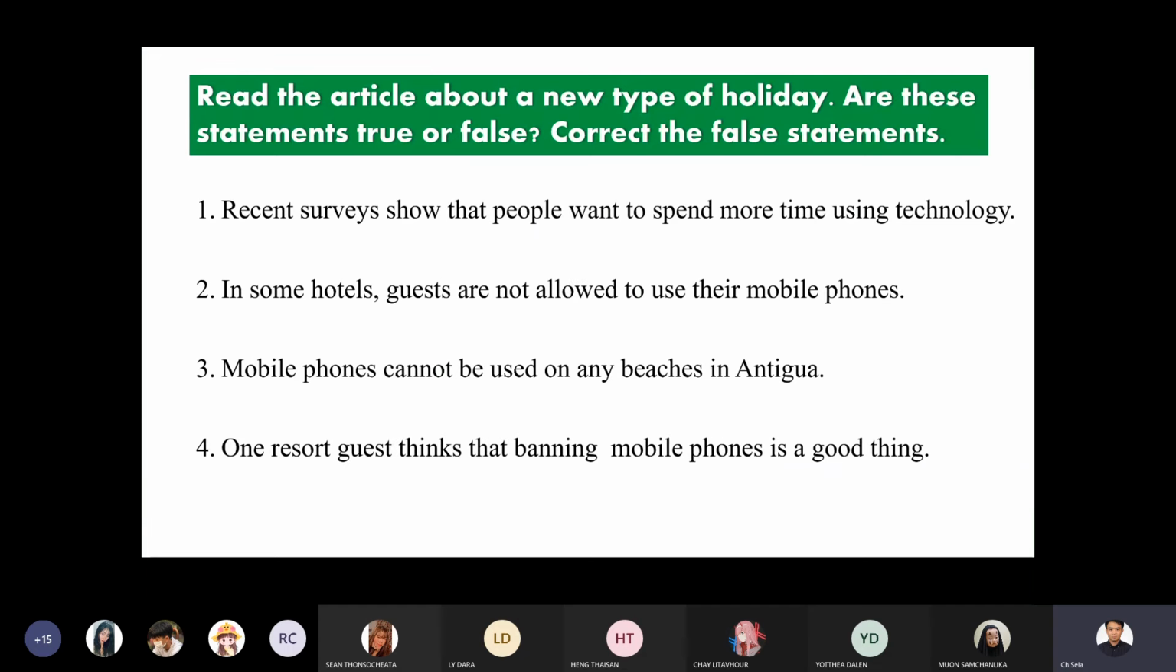Okay, so number one: recent surveys show that people want to spend more time using technology. Is it true or false? Everyone, please. It is false. So, can you correct it? Okay, Chanlika, you just said it is false. So can you correct it? What is the correct statement for number one?